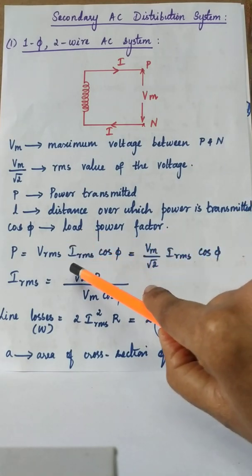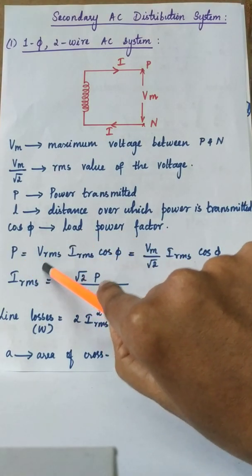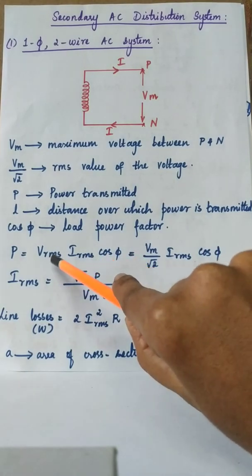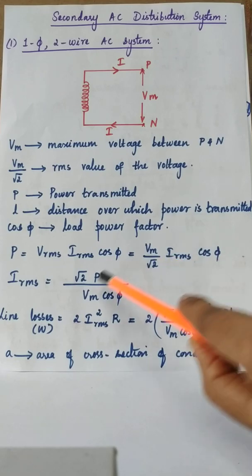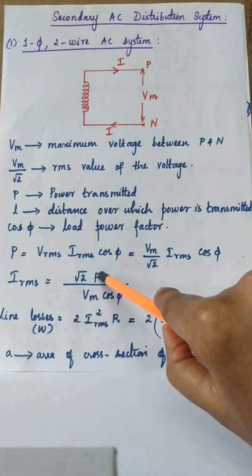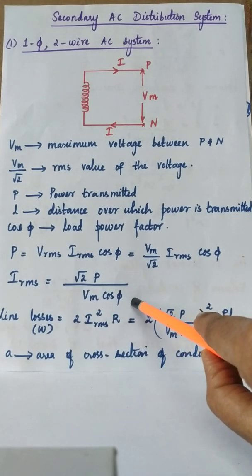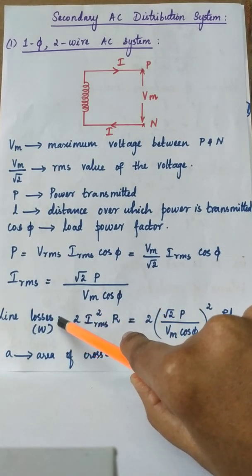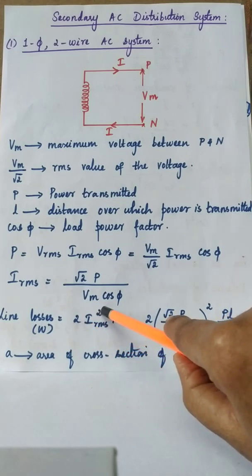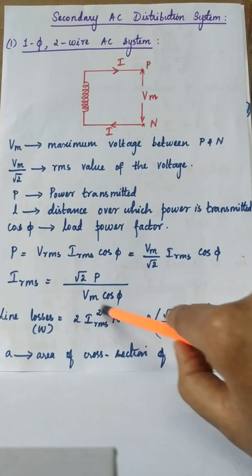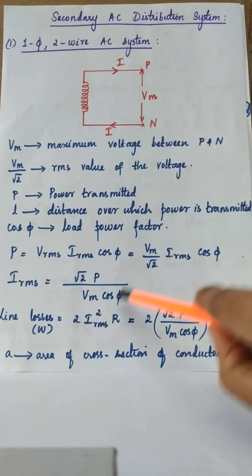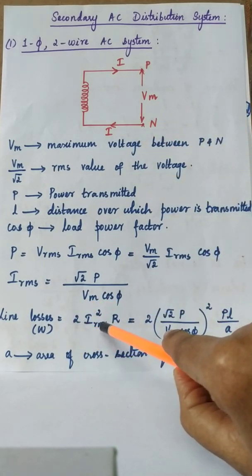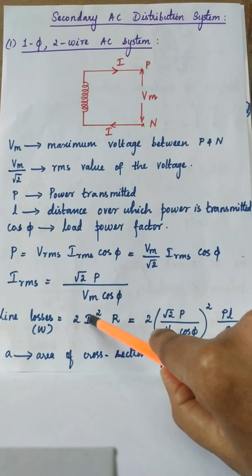We know the single phase power P is equal to Vrms Irms cos phi. Substituting Vrms as Vm by root 2, we obtain the expression for Irms: Irms is equal to root 2 P divided by Vm cos phi. The line loss W is equal to 2 I square R, where I square R is the loss which occurs in the transmission line. We have 2 conductors, one phase conductor and one neutral conductor, so we take 2 I square R, where I is the RMS value of the current.